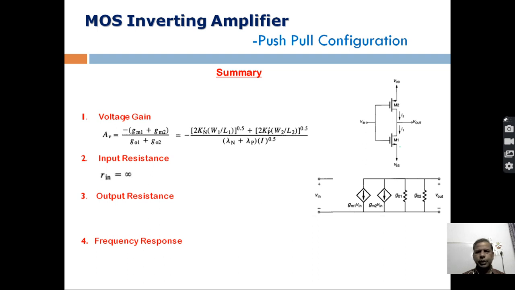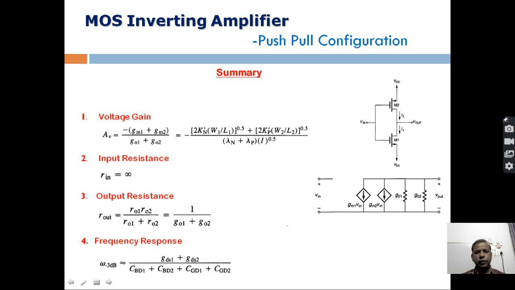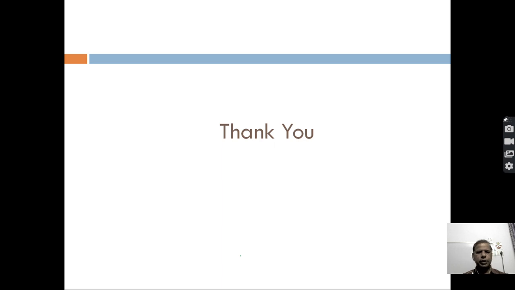Input resistance is infinite. Output resistance is the inverse of the net output conductance, which can be further simplified if we put in the values of g_DS1 and g_DS2: it will be 1 over (lambda n plus lambda p) times I_D. We calculated the frequency response also, and this is the equation for finding the upper cutoff frequency. That way we have completed this entire discussion on the MOS inverting amplifier with push-pull configuration. So thank you very much.